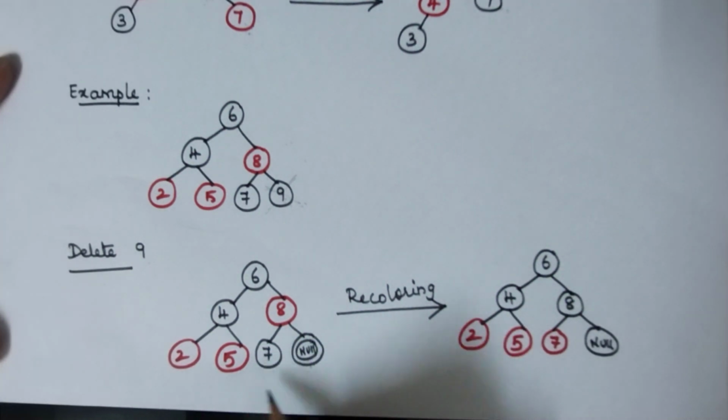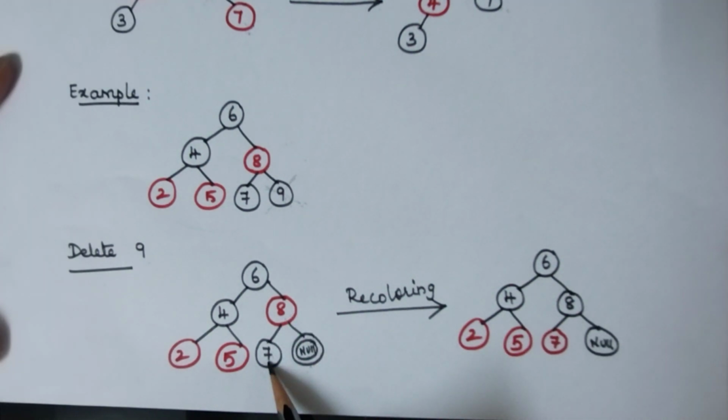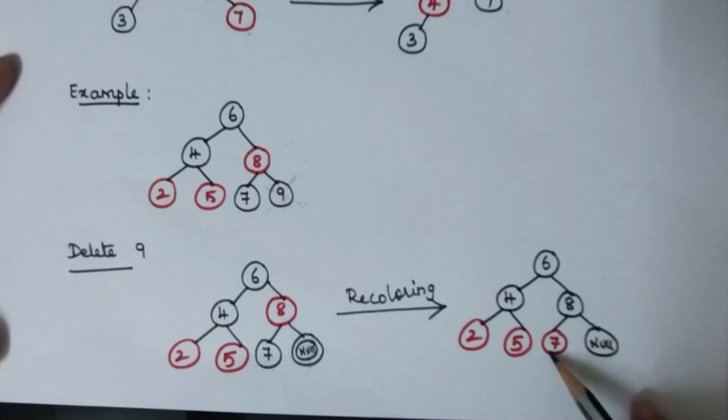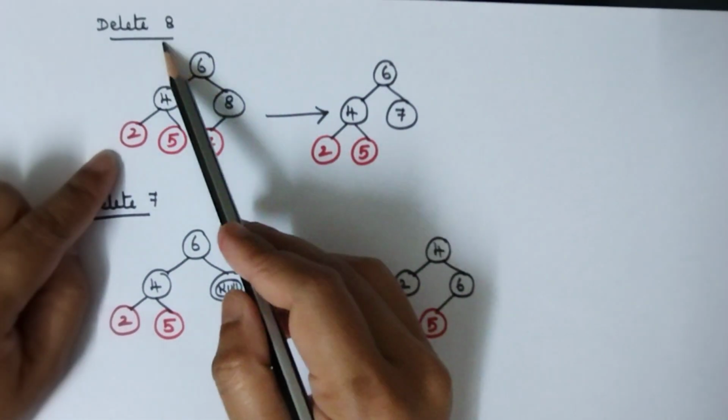What if the sibling has black color child node? You need to perform recoloring on what? Recoloring on the parent node and the sibling node. So this 8 will become black color and the 7 becomes red color, and this double black will become single black. So after performing recoloring, what will happen? 8 becomes black, 7 becomes red, and this becomes single.